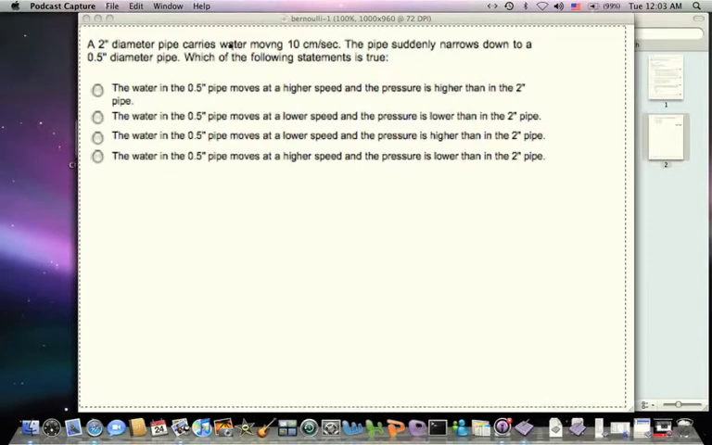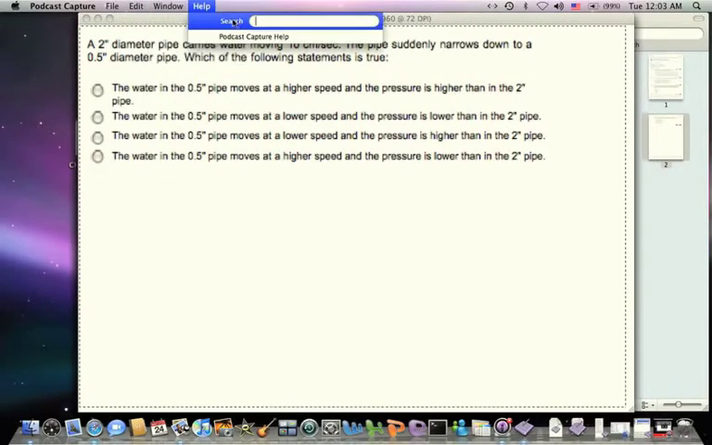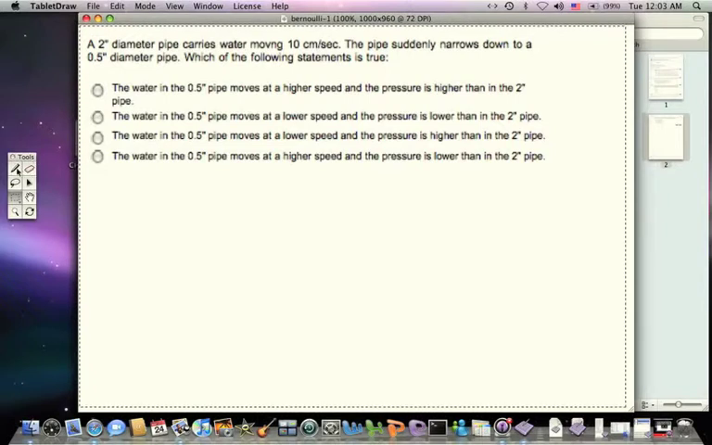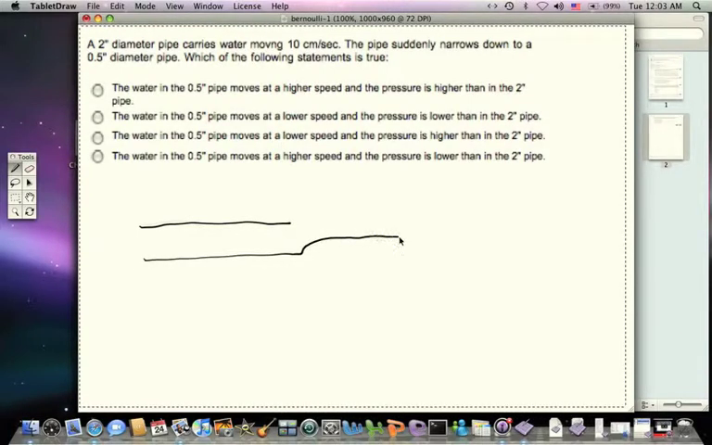Again, the idea is that the picture in your head should be that you have a 2-inch pipe that suddenly narrows down to a 1/2-inch pipe. And what you know essentially is that the flow speed in the 1/2-inch pipe has to be higher than in the 2-inch pipe because water is incompressible. So whatever water goes into the big pipe has to come out the small pipe. And so as a result, the velocity has to be much higher for the water going through the small pipe.